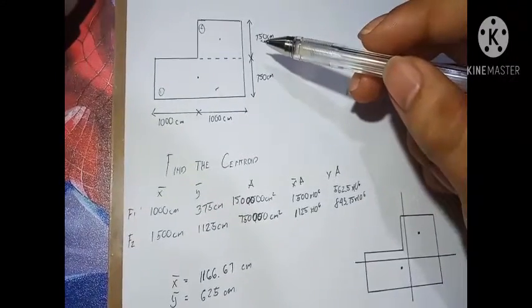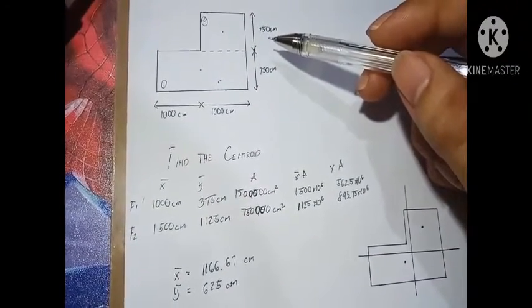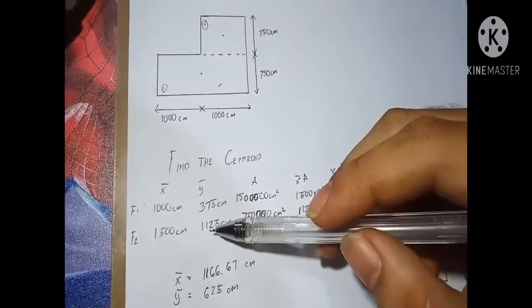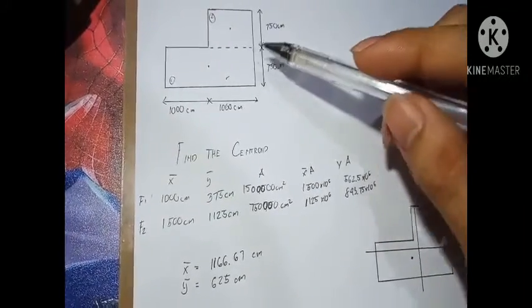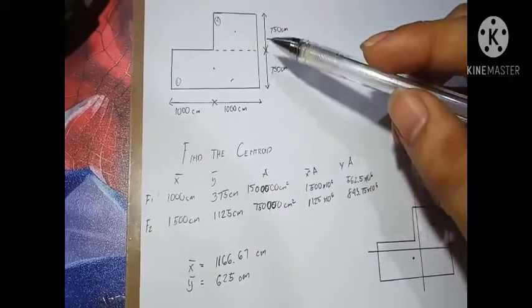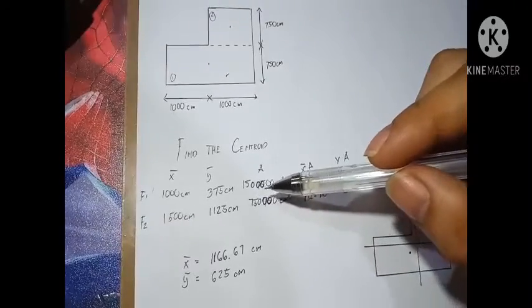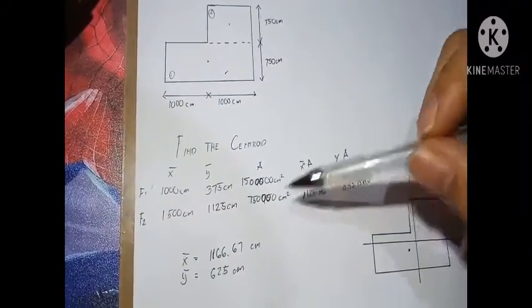Then half of 750, which is 375, plus the 750 centimeters will be 1125 centimeters. And we'll solve the area, starting with the bigger rectangle. We have an area of 1,500,000. Then the second rectangle will be 750,000.